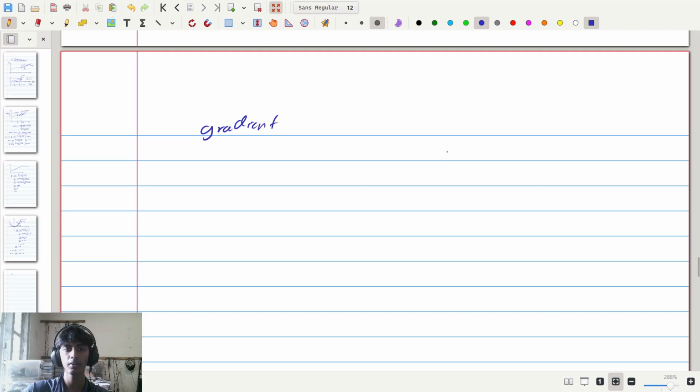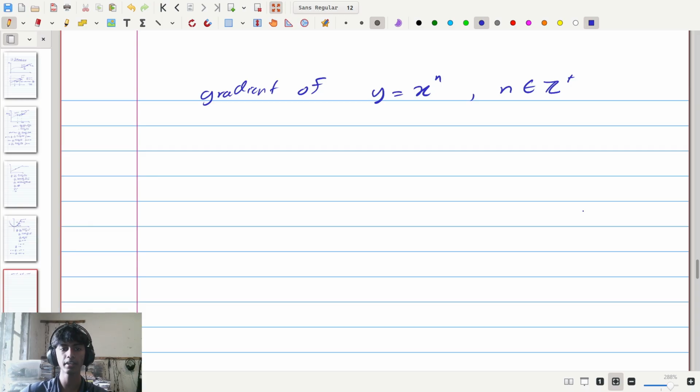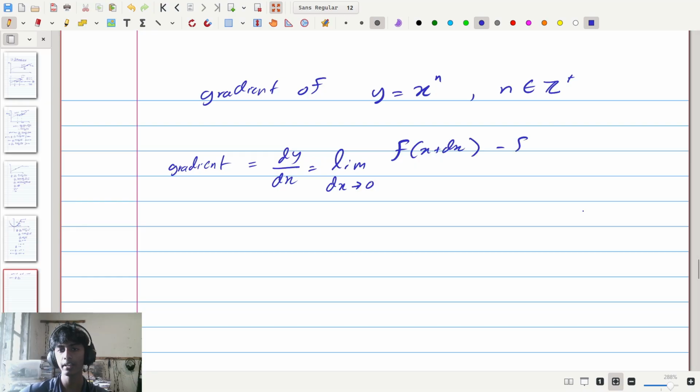The next thing we're going to consider is, more generally, the gradient of the function y equals x to the n, where n is some integer. So we are going to consider y equals x to the n for n being some element of the positive integers. So let's go. Here what we need is to find the gradient, as in dy by dx, which is the limit as dx approaches 0 of f of x plus dx minus f of x, divided by dx.